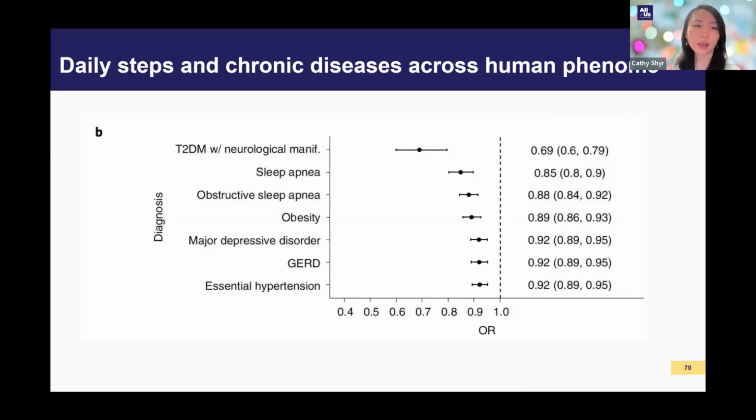So let's take a closer look at figure 1B from the paper. This is looking again at the association between different chronic diseases and the odds ratio for step count, and at the specific effect sizes. Essentially, what this tells us is that type 2 diabetes has a very large effect size of about 0.7, or 0.69, in terms of odds ratio. Again, that means every 1,000 step increase in step count is associated with about a 31% decrease in the incidence of type 2 diabetes.